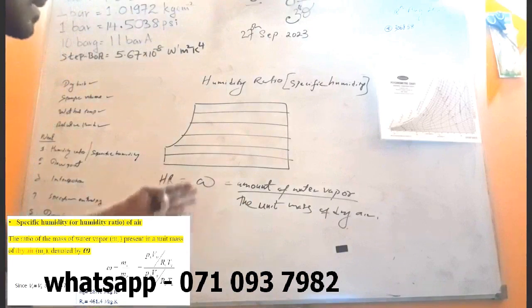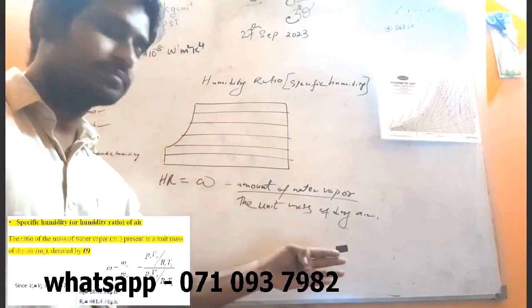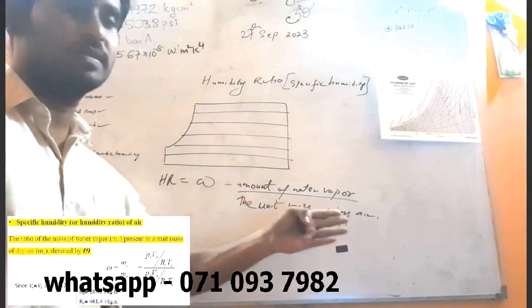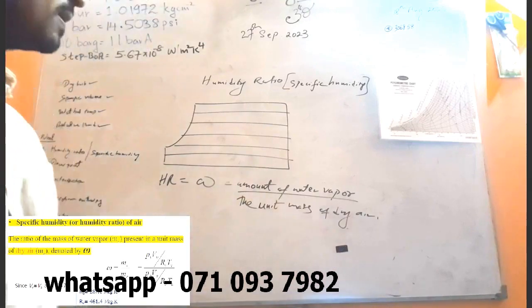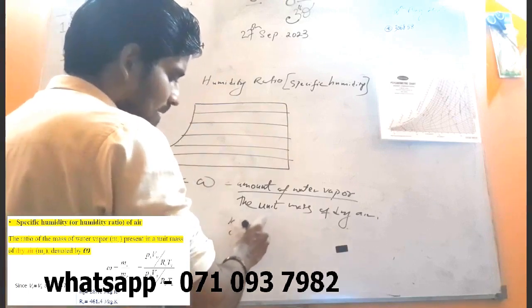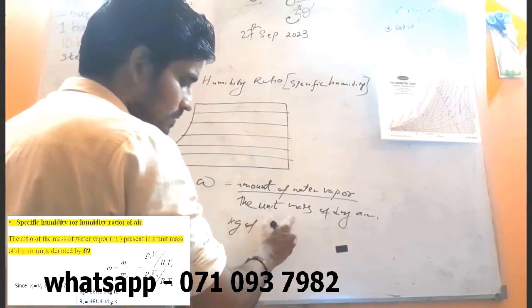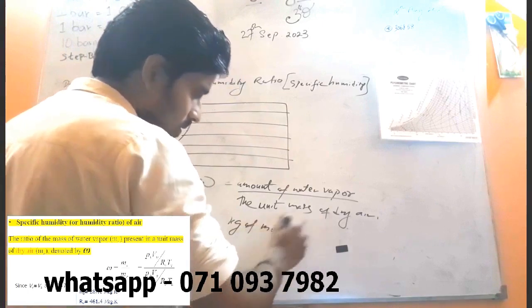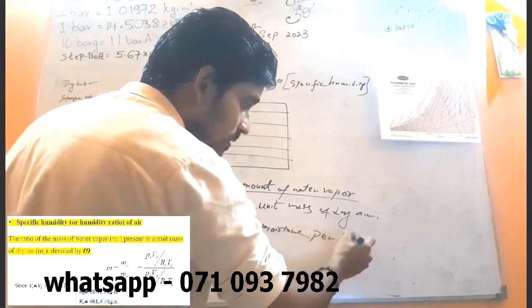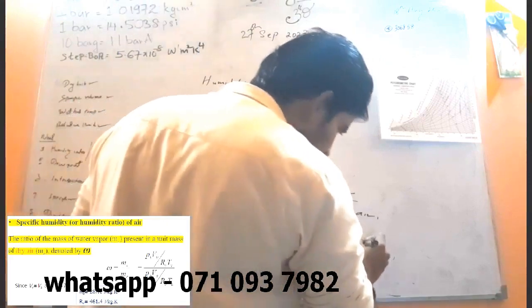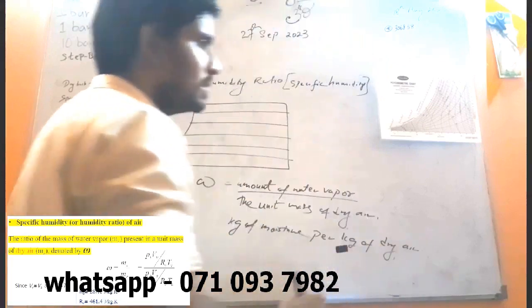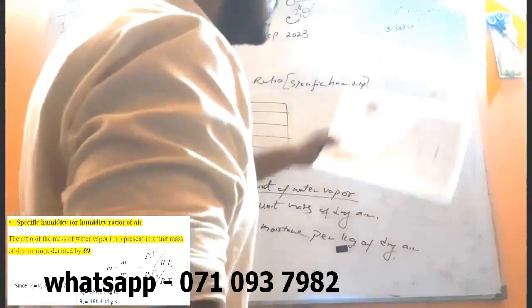So that is the amount of water vapor that is present in a unit mass of dry air. So the unit will be kilogram of moisture per kilogram of dry air. Okay.